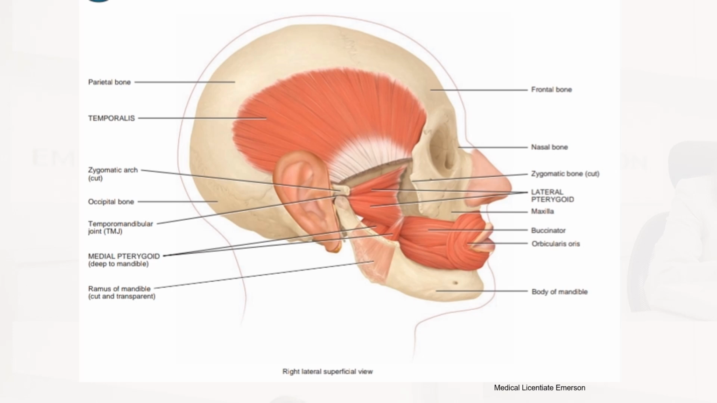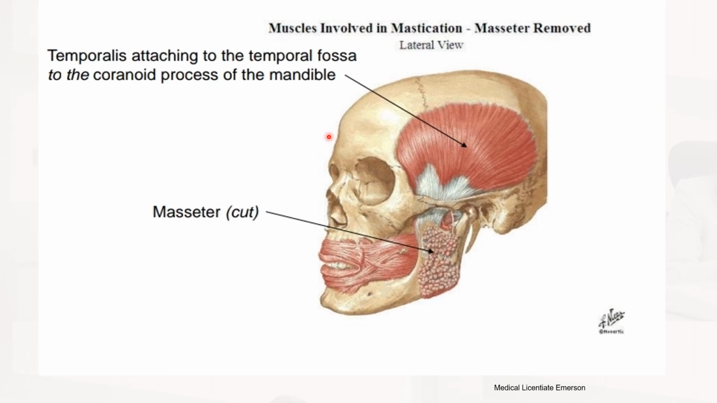Most of them are. So let's move on. Okay, so muscles involved in mastication. If you remove the masseter, this is the visual that you are going to get. The masseter is here and it has been cut off. So this is what you are going to remain with.